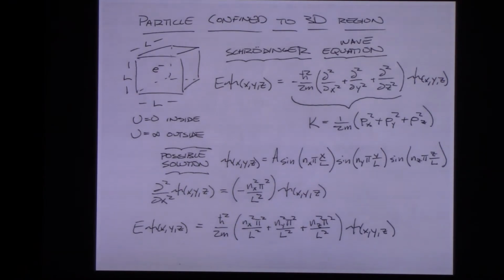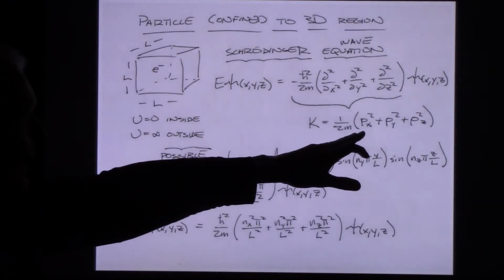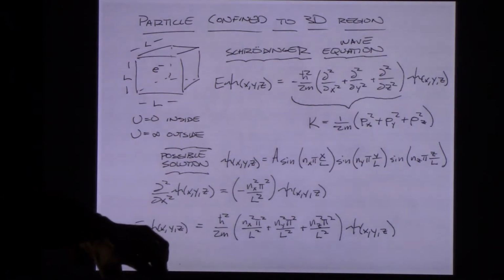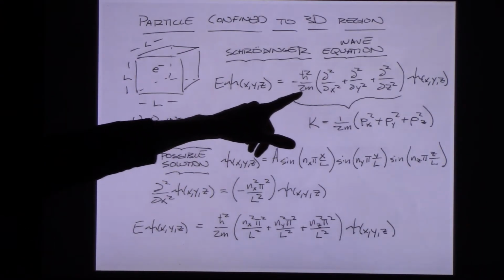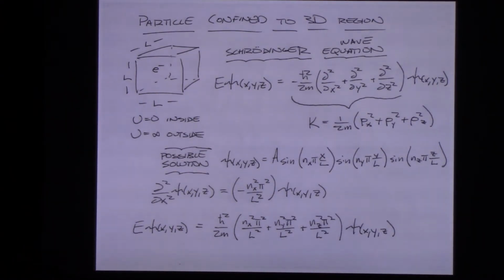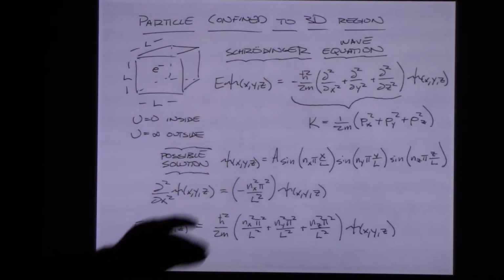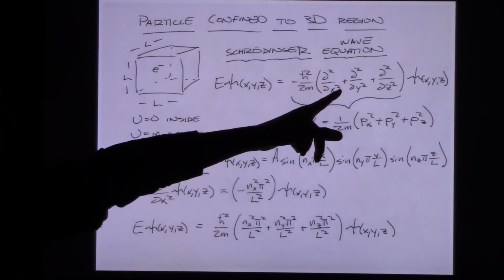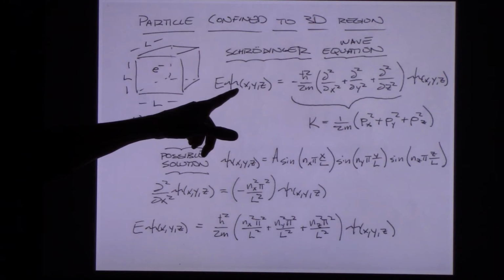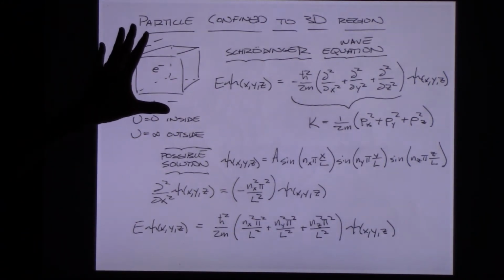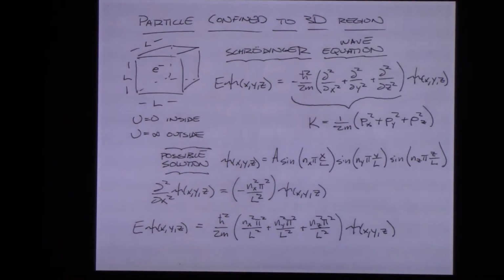I want to include all three. The px, py, and pz operators are going to be taking partial derivatives with respect to x, y, and z. So now, instead of just having one set of partial derivatives, I'm going to have three doubled-up partial derivatives because of the x, y, and z directions. The wave functions I'm going to use to fit this cubic region will have x, y, and z as their functional dependence.